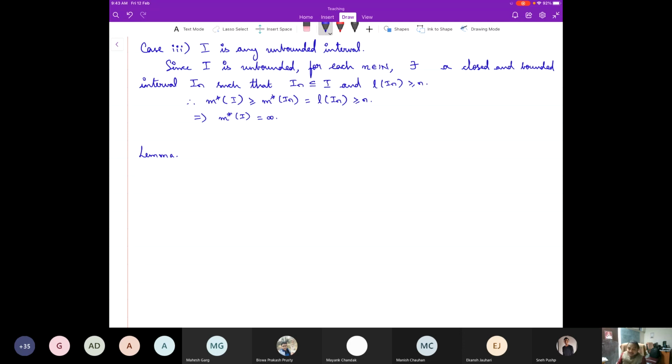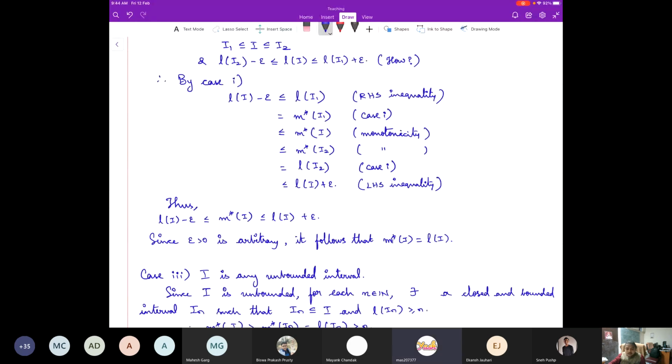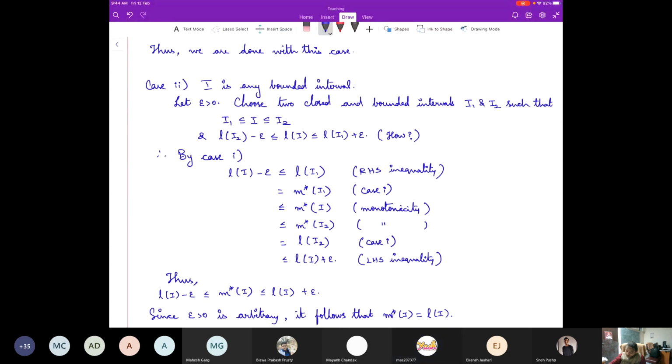Sir, in case 2, how the inequality, I subset of I2, and the first inequality before. Length of I1 contained in I contained in I2 and length of I2 minus epsilon less than length of I. Sir, length of I is less than or equal to length of I2, and I think length of I2 will come there. No, right side, there is an epsilon which you have missed.